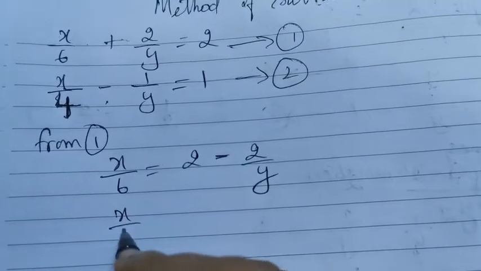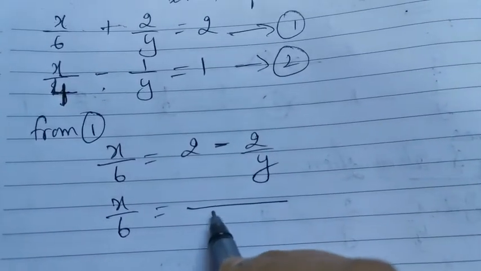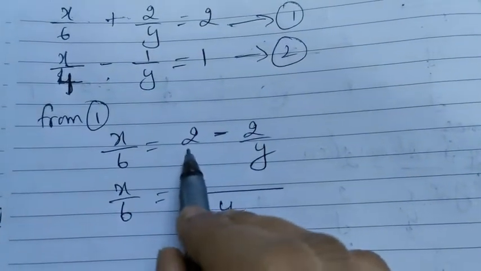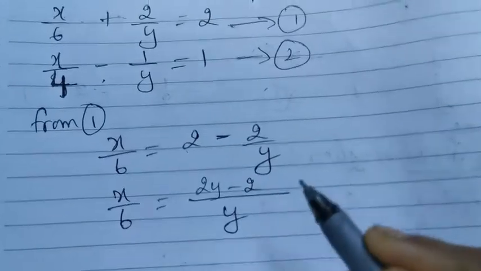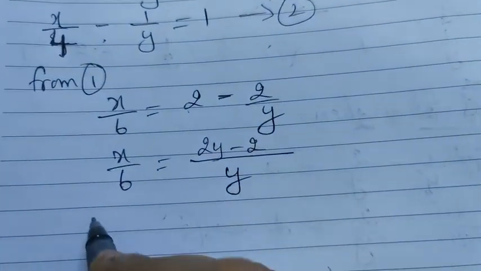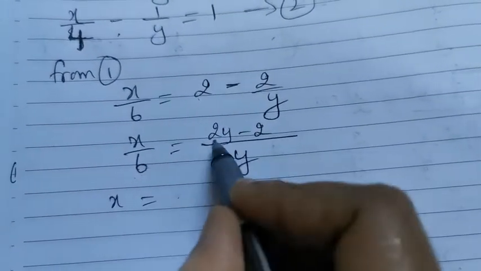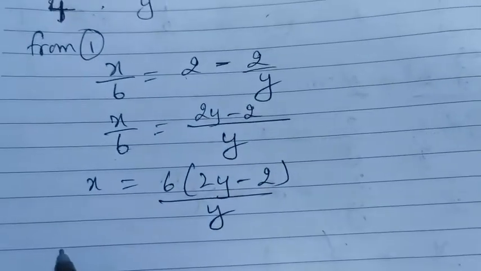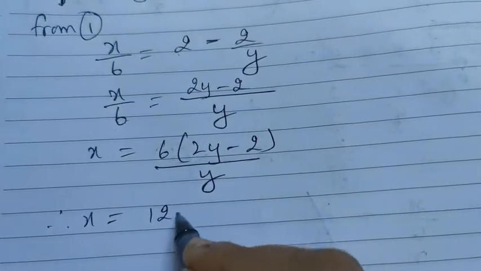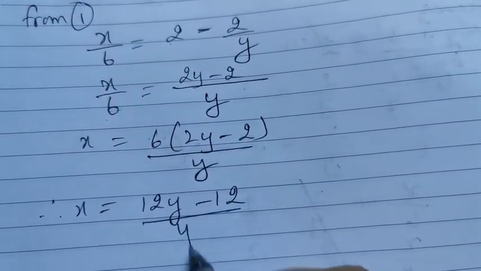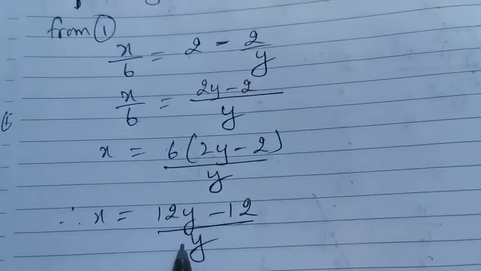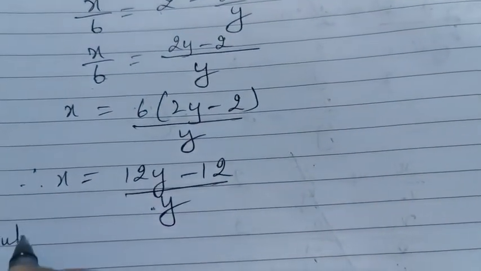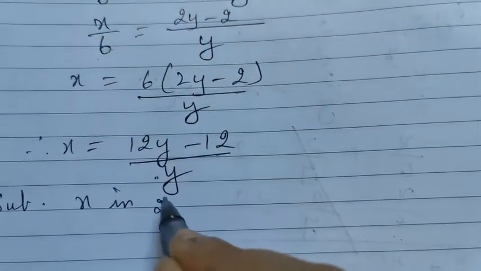So x by 6 is equal to my LCM becomes y, right? So 2y minus 2 by y. Now 6 goes to the other side, it will be multiplied here, 6 into 2y minus 2 by y. Therefore my x is equal to 12y minus 12 by y. So this value of x which I got, I will substitute in the second equation. Substituting the value of x in equation 2.